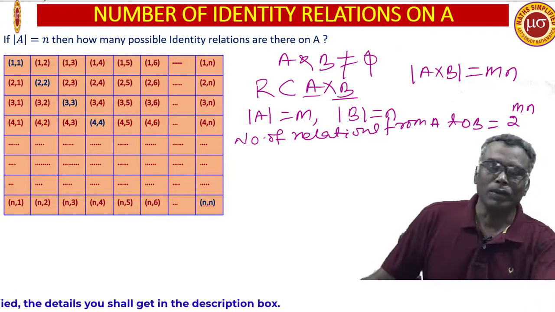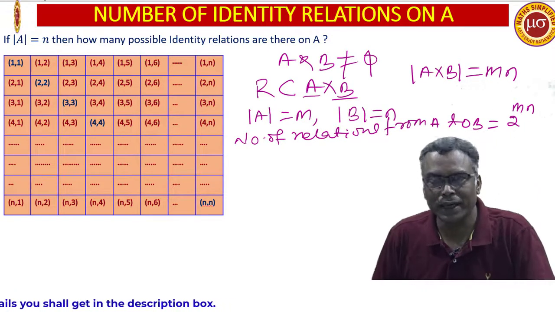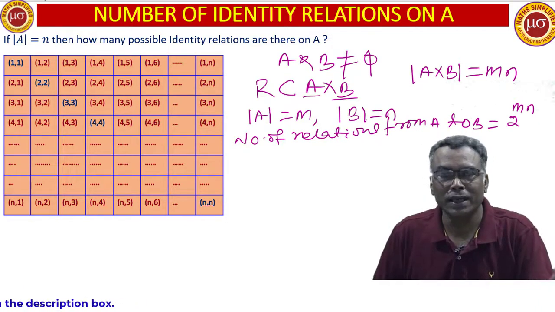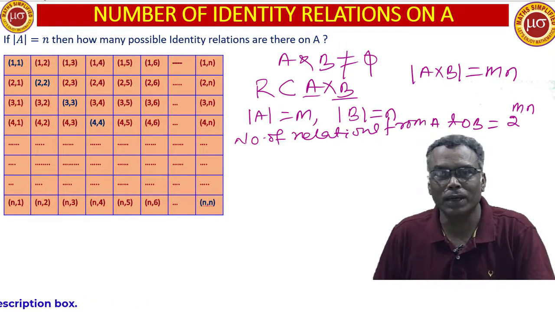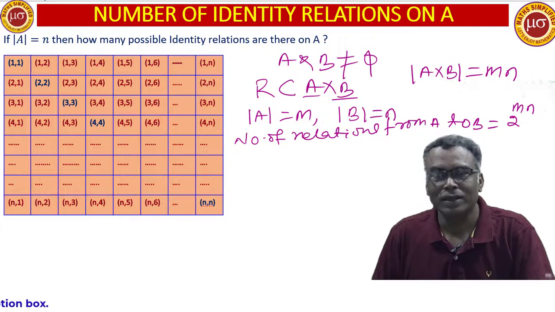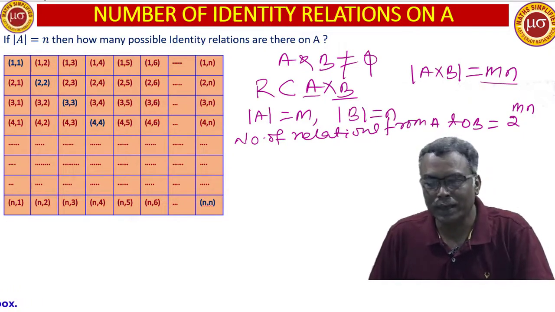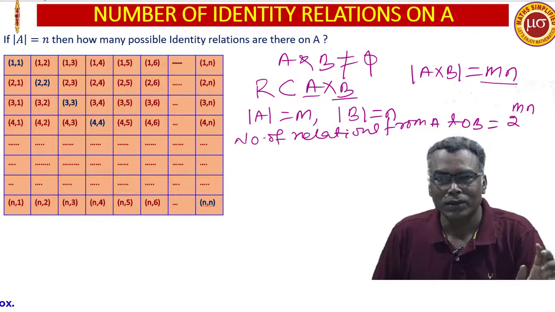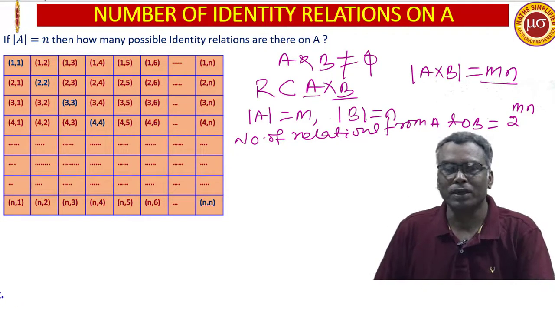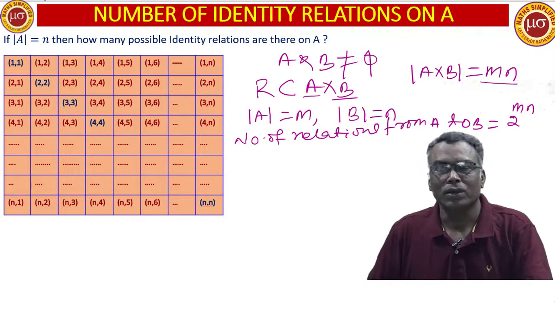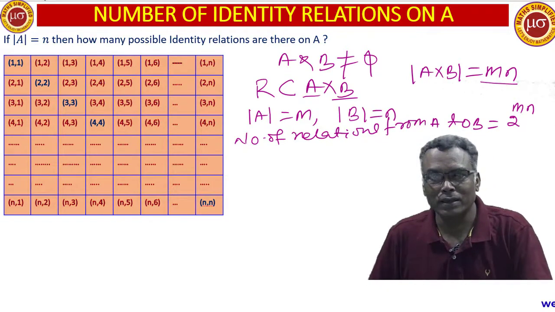Because, by the concept, if set A has n elements, the number of subsets of A is the same as the number of elements in the power set, and that is 2 to the power n. Similarly, as there are mn elements in A cross B, the number of subsets of A cross B is 2 to the power mn, and that is equal to the total number of relations from A to B.